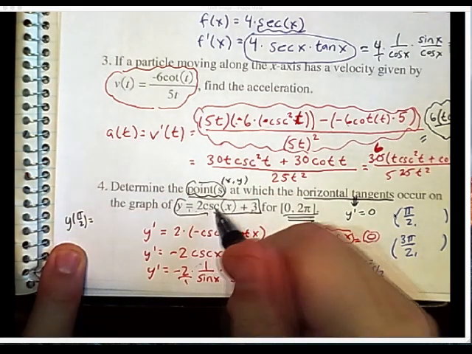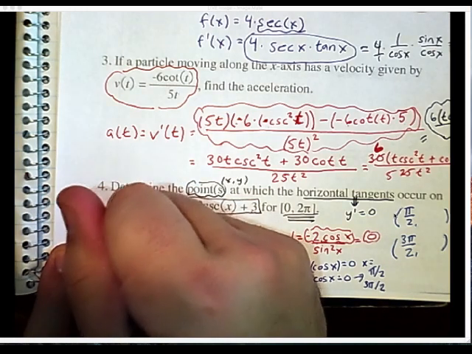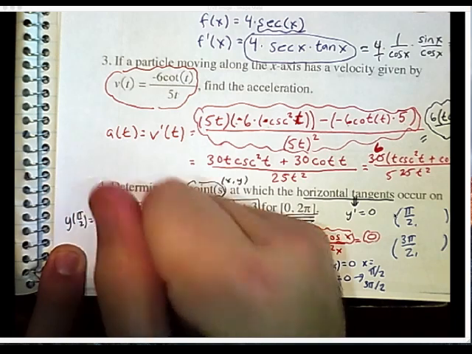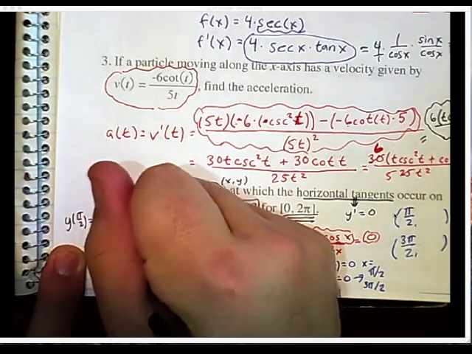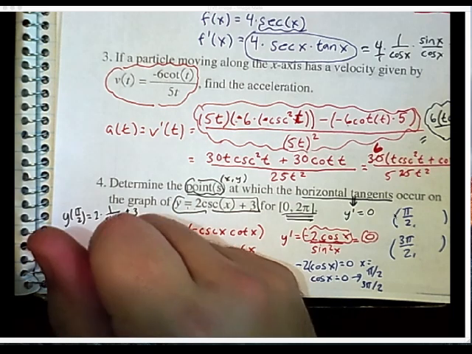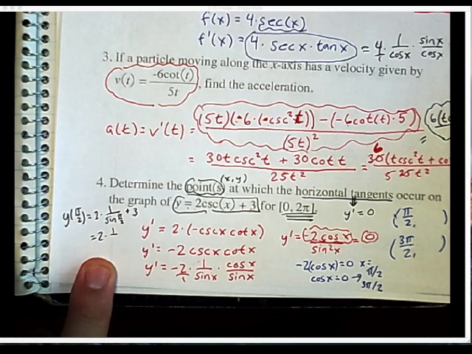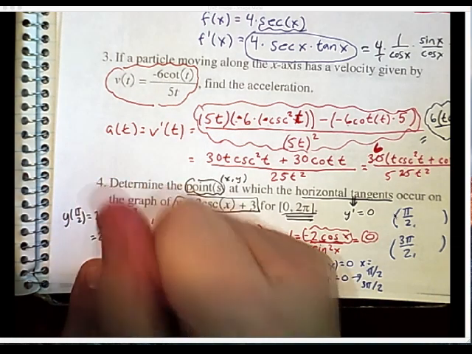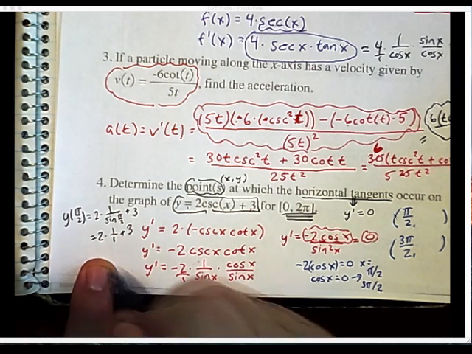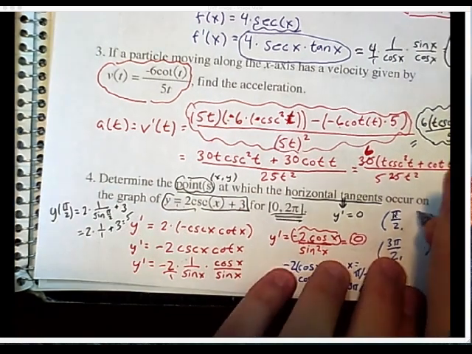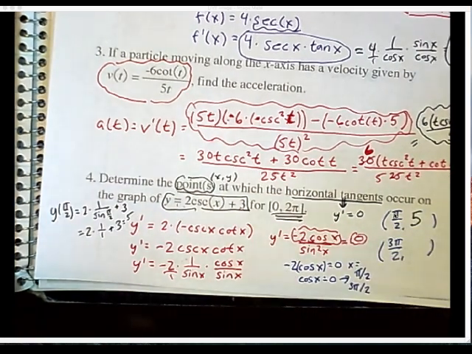And what is cosecant? Cosecant again is 1 over sine. So I can write cosecant as 1 over sine of pi halves plus 3. So let's simplify that a little bit. Pi halves is 90 degrees. The sine of 90 degrees is 1. So 2 times 1 is 2, plus 3 is 5. So when I plug in pi halves to the original function, it's 5. That's where there's a horizontal tangent.